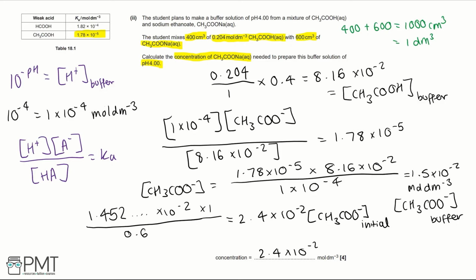To get the 4 marks for this question, you get a mark for calculating the concentration of ethanoic acid in the buffer, so 8.16 times 10 to the negative 2. You get a mark for working out the concentration of H plus in the buffer, so 1 times 10 to the negative 4 moles per decimeter cubed. You get a mark for working out the concentration of sodium ethanoate in the buffer, so 1.5 times 10 to the negative 2 moles per decimeter cubed. And then you get your 4th and final mark for working out the concentration of sodium ethanoate in the initial solution, which is 2.4 times 10 to the negative 2.